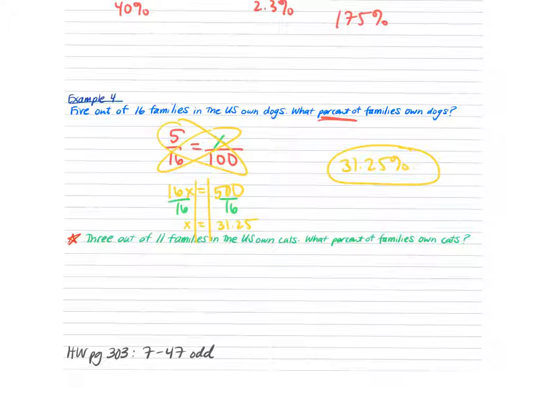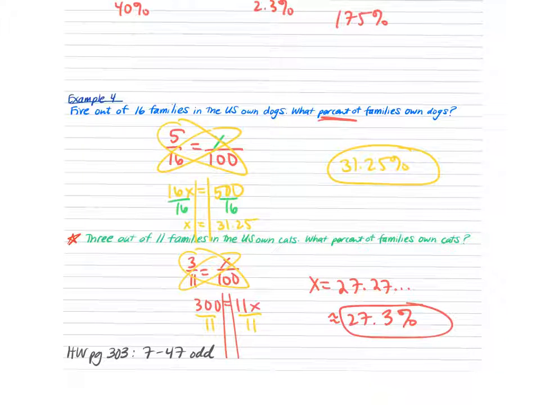3 out of 11 families in the U.S. own cats. What percent of families own cats? So push pause and try that one on your own, and then check back for the answer. Okay, so hopefully you got something like 27.3% for the percent of families who own cats. And we're done.